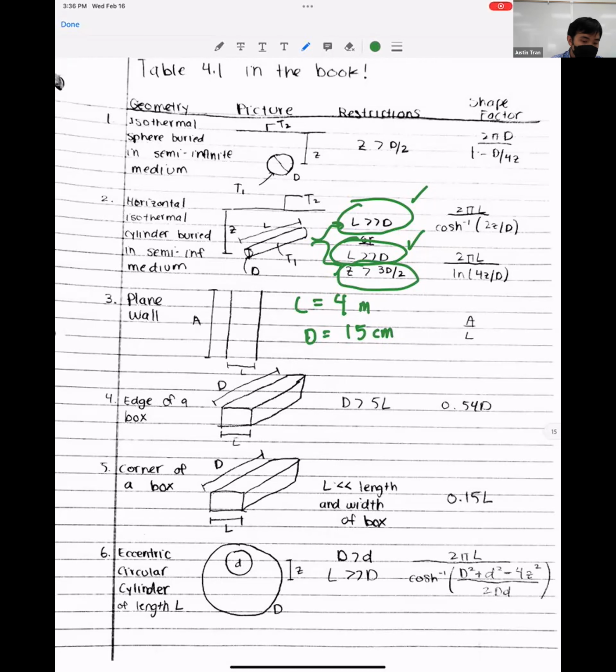Our question: do we have a table like this for solving fins? Not to my knowledge, no. At least in the version of the textbook that I have, there's no table for fins.